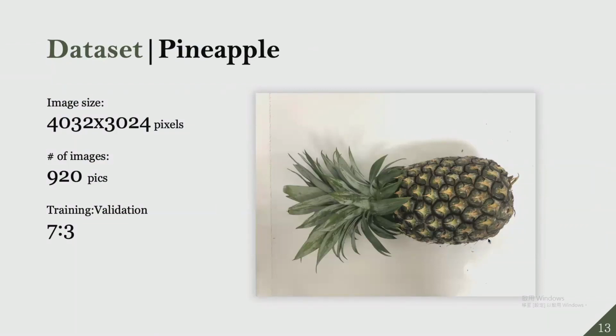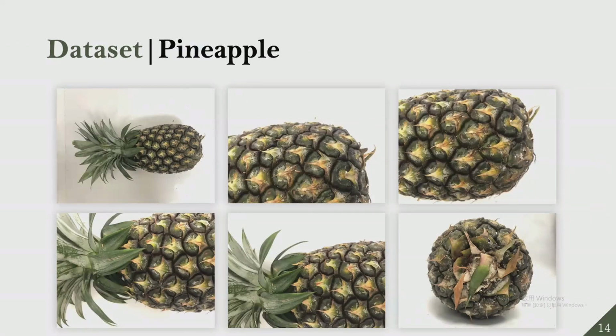So let's talk about the datasets. The pineapple dataset has one image size, and the number of images is 922. The training and validation sets are split at a ratio of 7:3. This is how the dataset looks. Because the scale insects are camouflaged by the complicated texture and the wax on the pineapple, we decided to take closer and more detailed images for the model to learn.